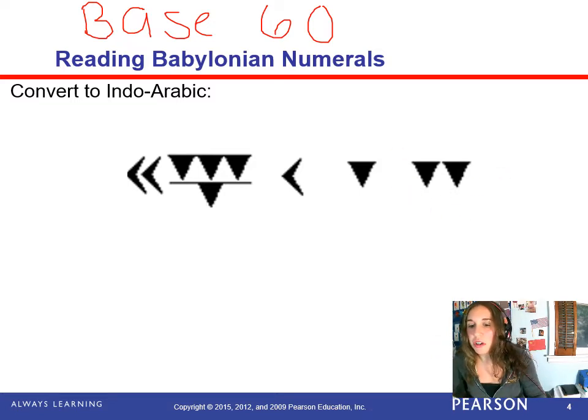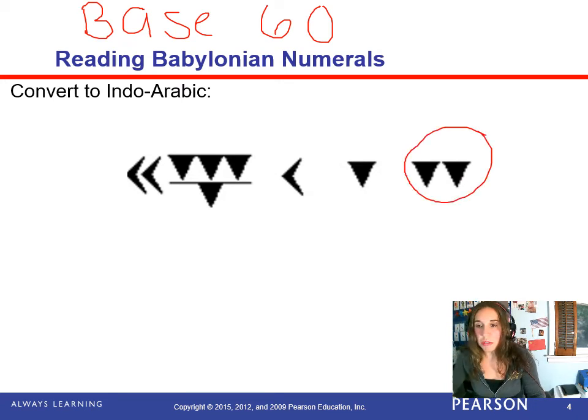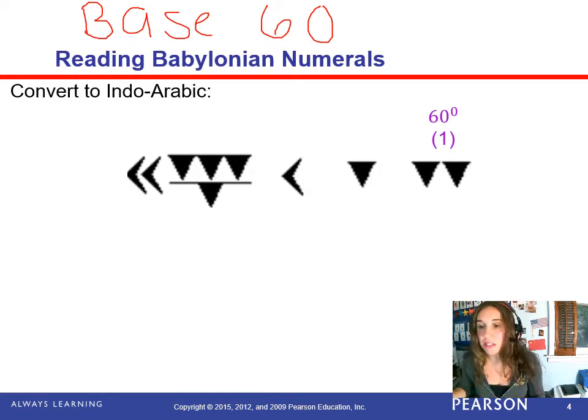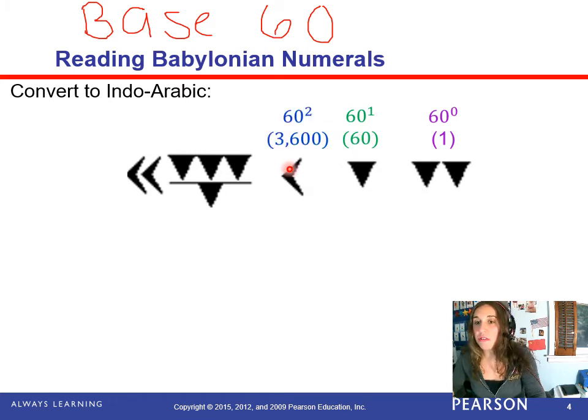Over here, this section is our units place. That's our 60 to the 0 power place, which is really just a value of 1. That's why I have this 1 here. Then if we move over to the next place value, we're in our 60 to the first place, which is really a value of 60. Then we move over to our next place value, our 60 squared place value, which is really a value of 3,600.